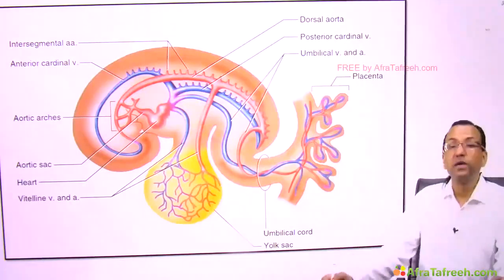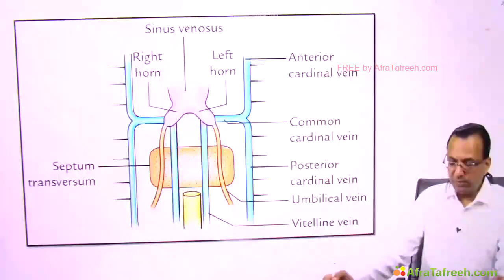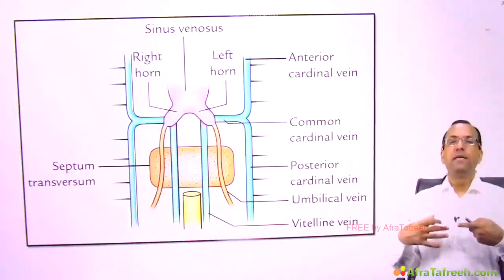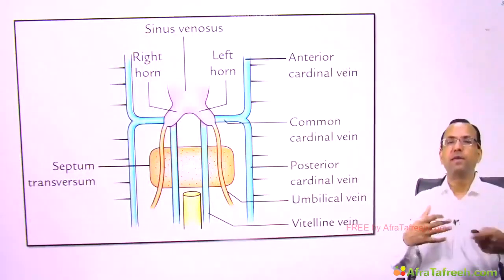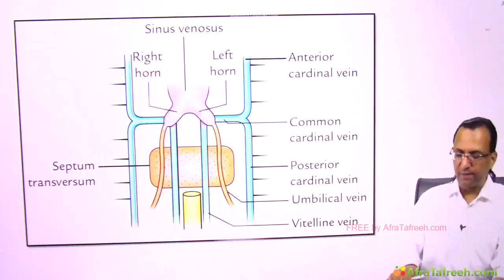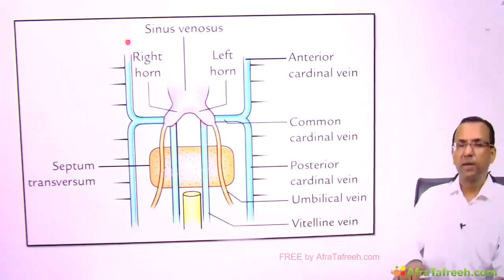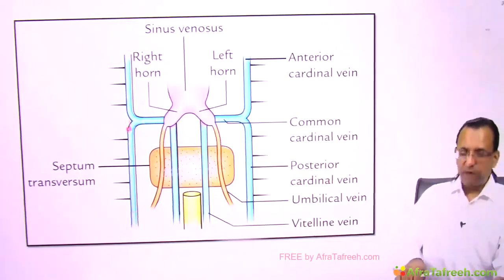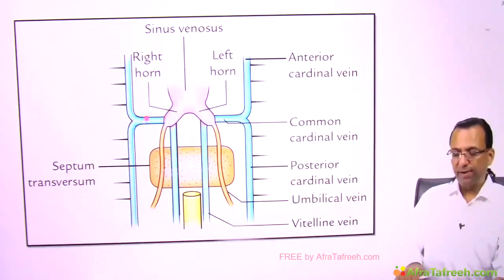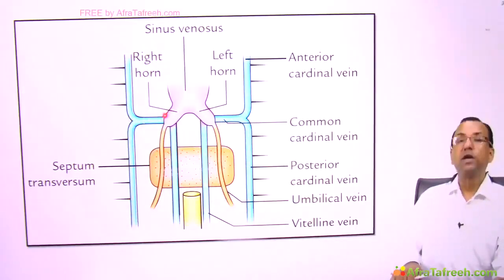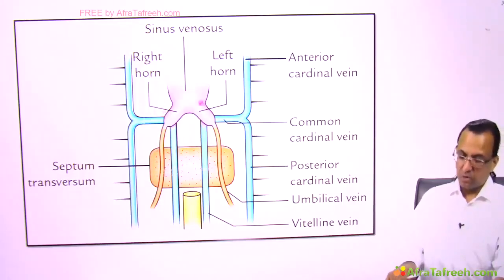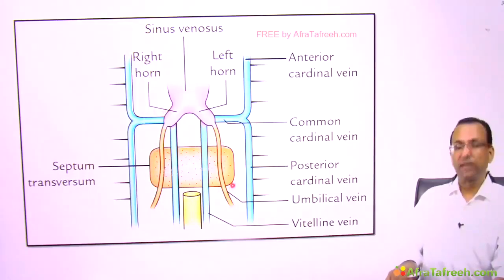Let's do it. In this view, what is this view? Front view of the developing baby. If you are looking at the front view of the developing baby, then what is this? This is the right horn, left horn of the sinus venosus, draining blood into the heart tube. And what are the 3 veins there? See, anterior cardinal vein, upper body, posterior cardinal vein, lower body, joining to form the common cardinal vein, draining into the right horn, left horn. And what about the placenta? This is the umbilical veins. What about the yolk sac, the vitelline vein?